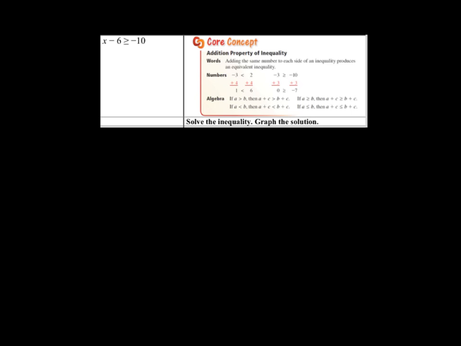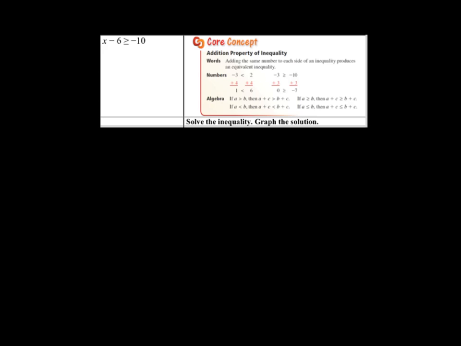This is the video for 2.2, which is solving inequalities involving addition and subtraction. Solving an inequality is very similar to solving an equation. The only difference is that you have an inequality symbol instead of an equal sign. But we're still using inverse operations. Our goal is still to isolate the variable.